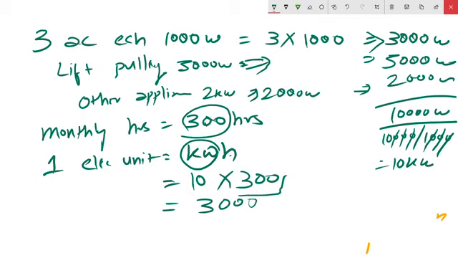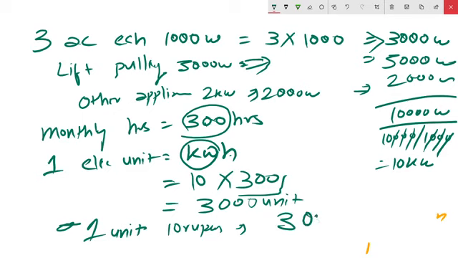Now 3000 is the electric units. Okay, 3000. Now for 1 unit they have given you a cost. For 1 unit the cost is 10 rupees. So multiply this 3000 into 10, which is equal to 30,000 rupees. This is your option. And the next 15 more are there.